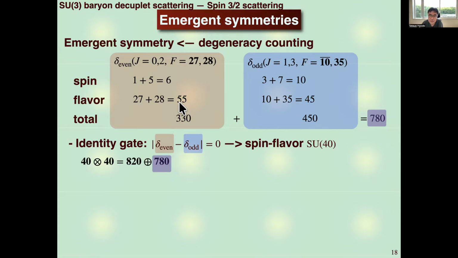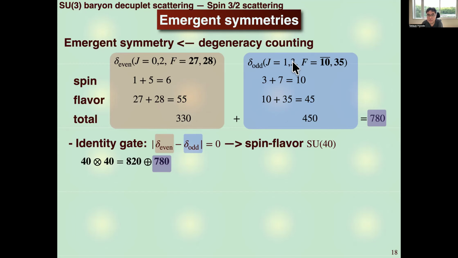Each flavor state, like a delta omega, can have 6 different spin components for each spin combination. So we have to multiply these two to get the total number of spin-flavor states of the two-baryon system. So 6 times 55 gives you 330.